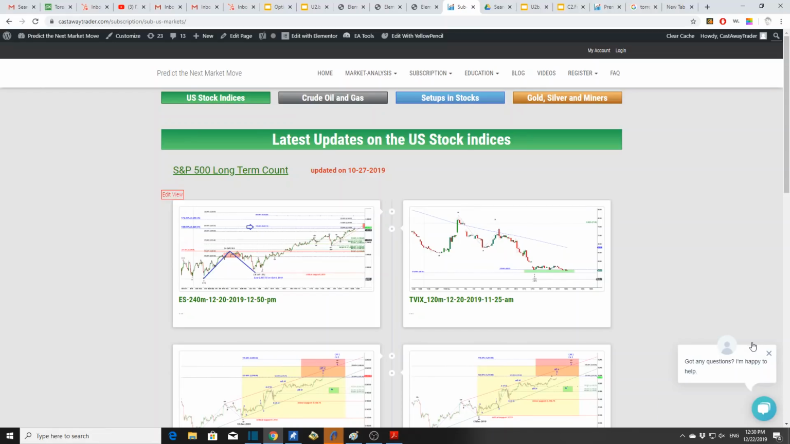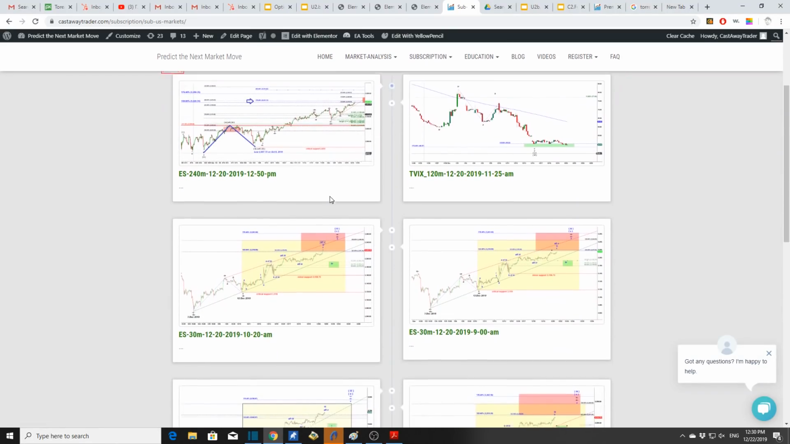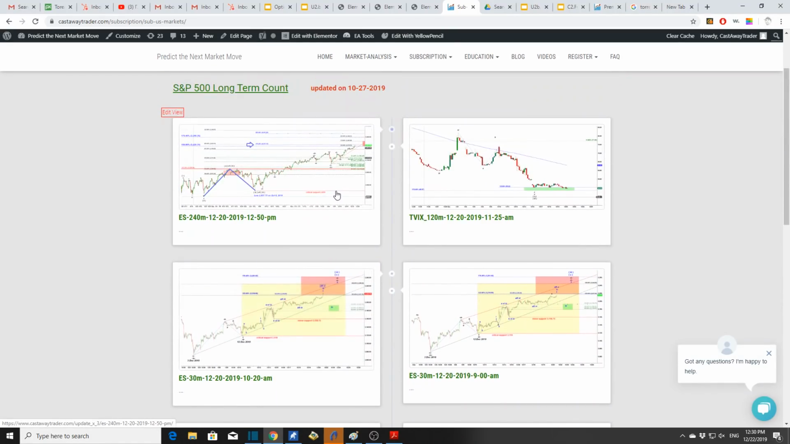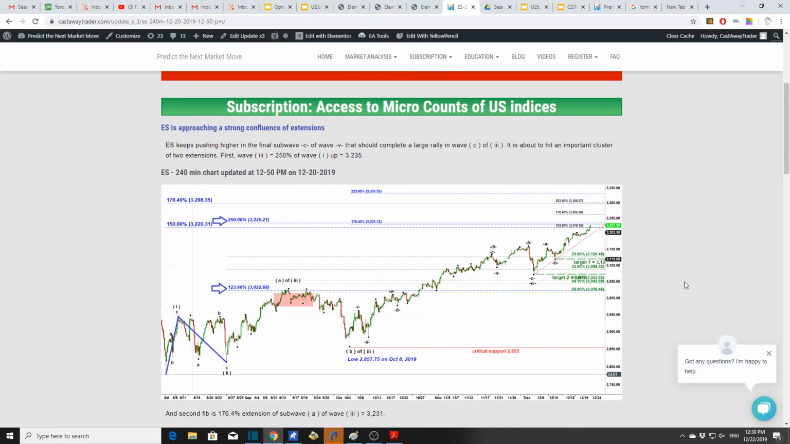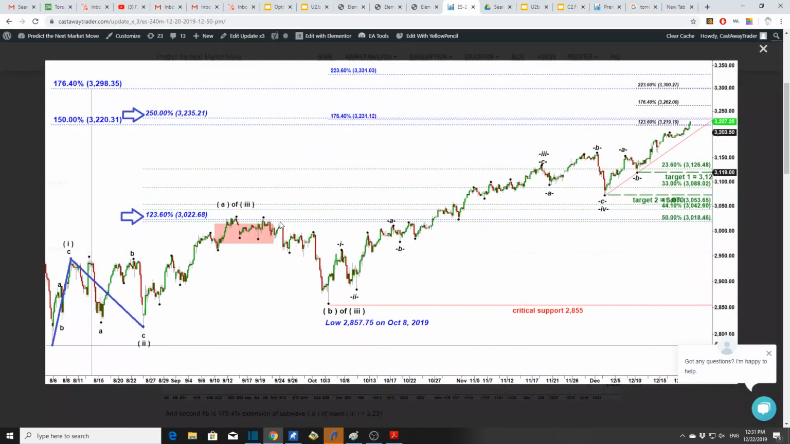If you subscribe to updates on my charts, you have several sections for each market, and if you are subscribed to the coverage of US stock indices, this is how you will see snapshots of previous updates. You click it and you see the very last update. And I want to show you a couple of charts. So this is ES Mini 240-minute chart, and I want to show you 2 very important extensions which form a very dense cluster. So you can click in and you will zoom in the chart.